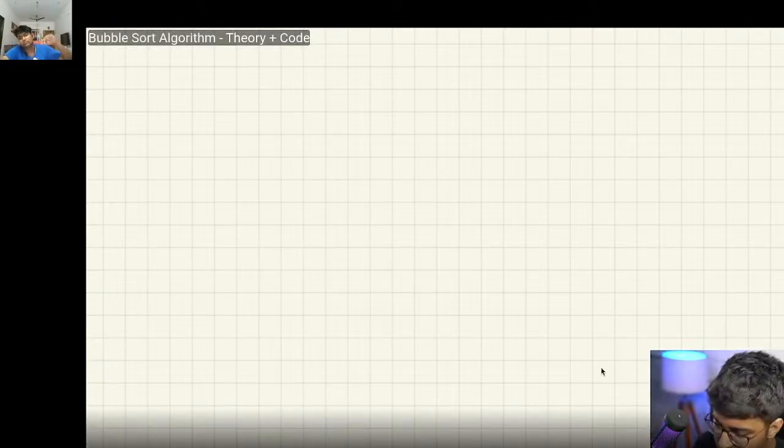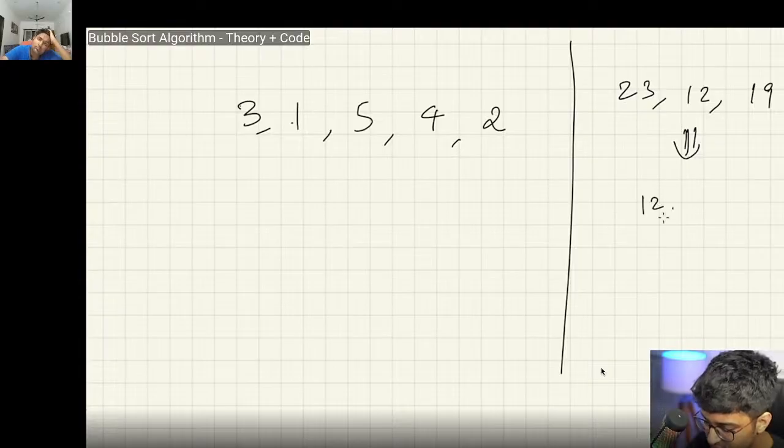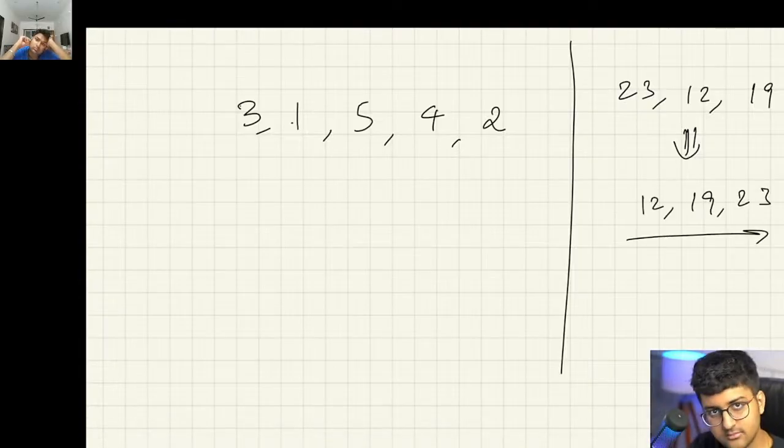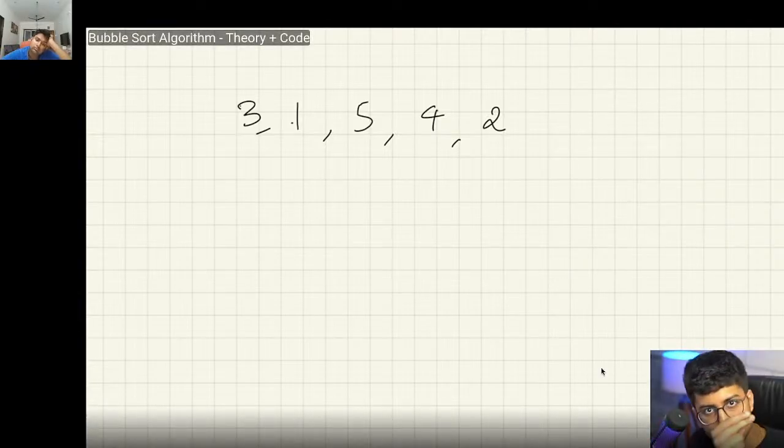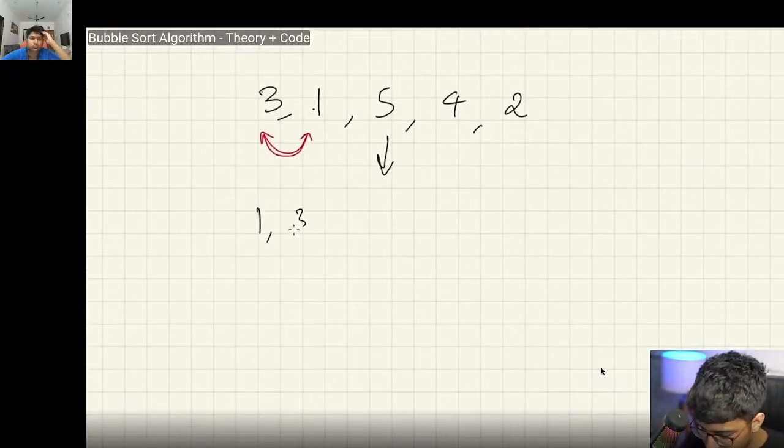So we're going to be sorting arrays. We're looking at what sorting is and what the various ways of sorting are. Let's take an example, something like this: 12, 19, 23. Increasing order, ascending order, sorted. Bubble sort: now I'll sort this in just one pass. 1, 3 will come over here, then 5, 4 and 2.